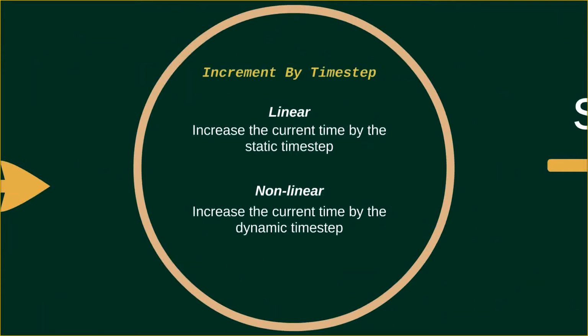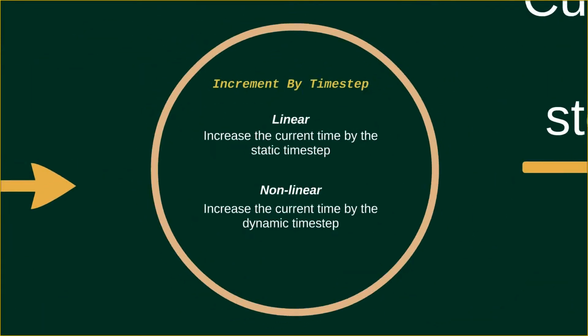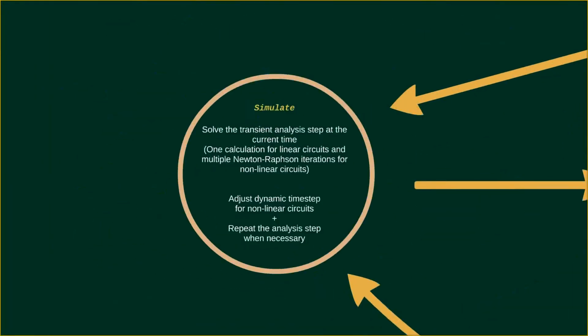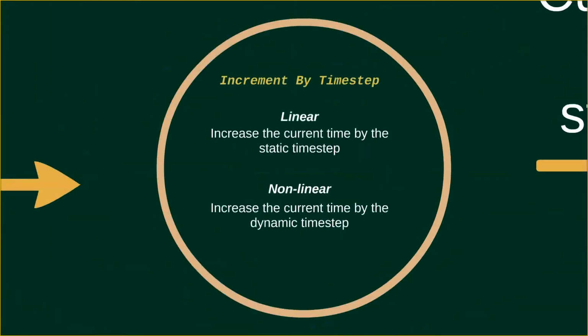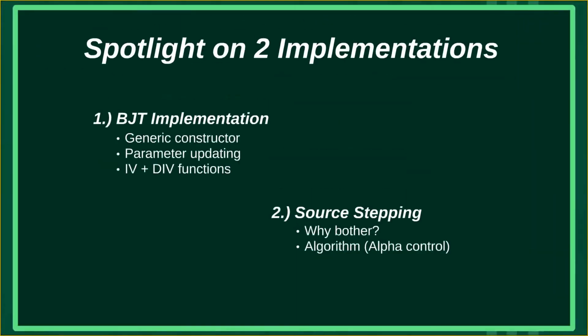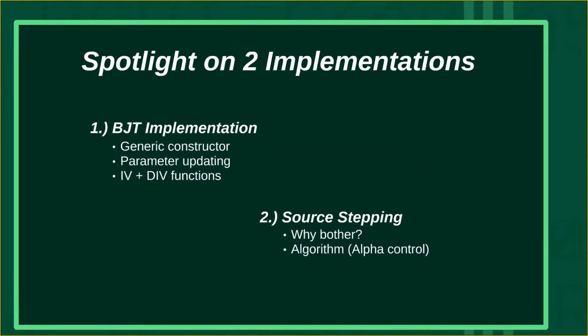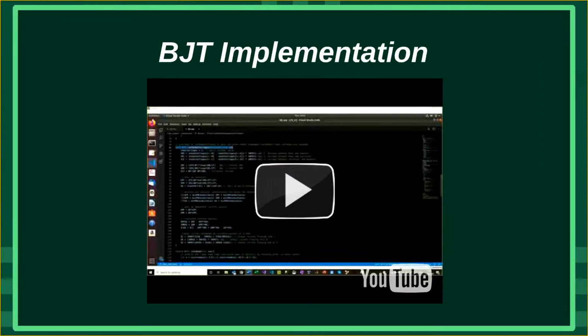The current time is increased appropriately depending on the method of analysis. Jump back to the simulation step if current time is less than simulation time. Otherwise, continue to the end. These are two aspects of our code to give insight into our implementation of LTS-v2. This demonstration emphasizes modularity and polymorphism that forms the foundation of our code, using the BJT implementation as an example.